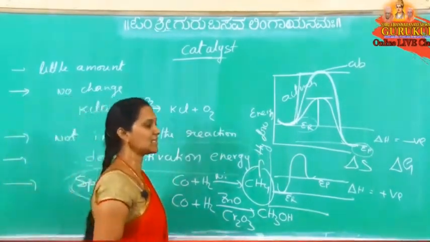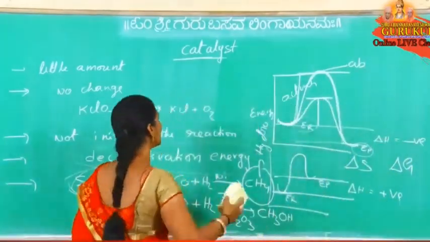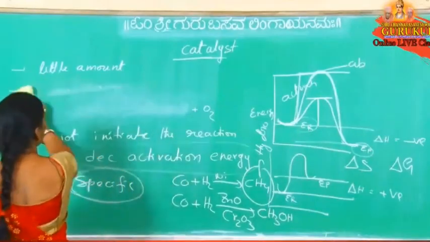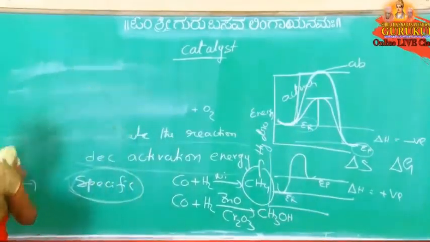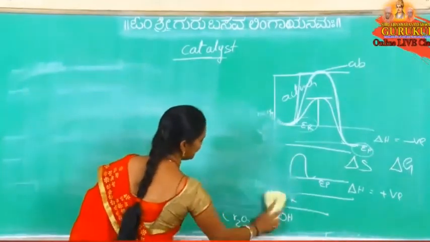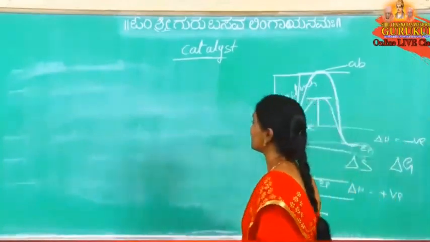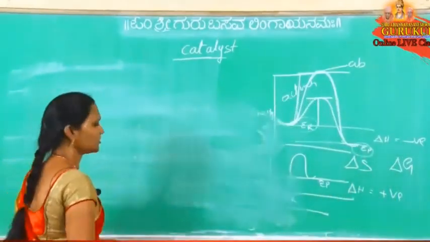Next, in this catalyst topic: what is a promoter, what is catalytic poison, what is a positive catalyst, what is a negative catalyst, what is autocatalysis, what is induced catalysis. So the next one is positive catalyst and negative catalyst. Positive catalyst.